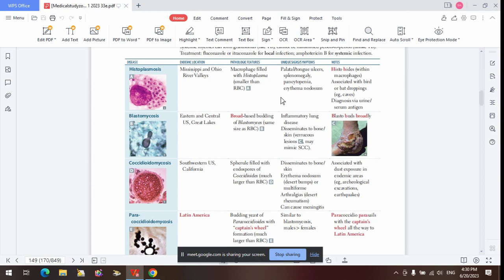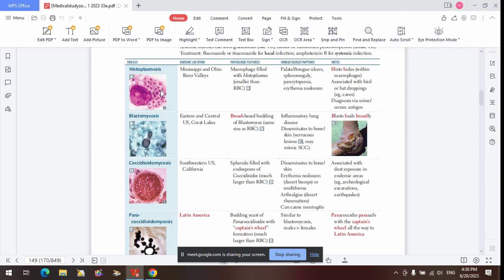But the major things that will help you: number one, the location. Number two, the environment, caves, cave exploration. Then the pathological feature. You tend to see it within the macrophages. They are filled within the macrophages and they appear smaller than the red blood cell. So they are comparing the size of the organism to the size of a normal red blood cell. I think a normal red blood cell is about 7 micrometers, but your histoplasma organism is smaller than that. Once you do the blood smear, you can see the organism within your macrophages and they appear smaller compared to the size of your red blood cell.